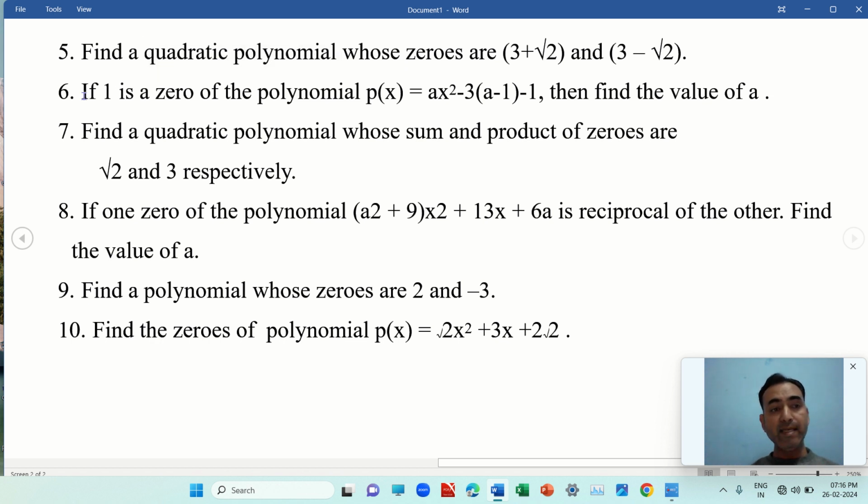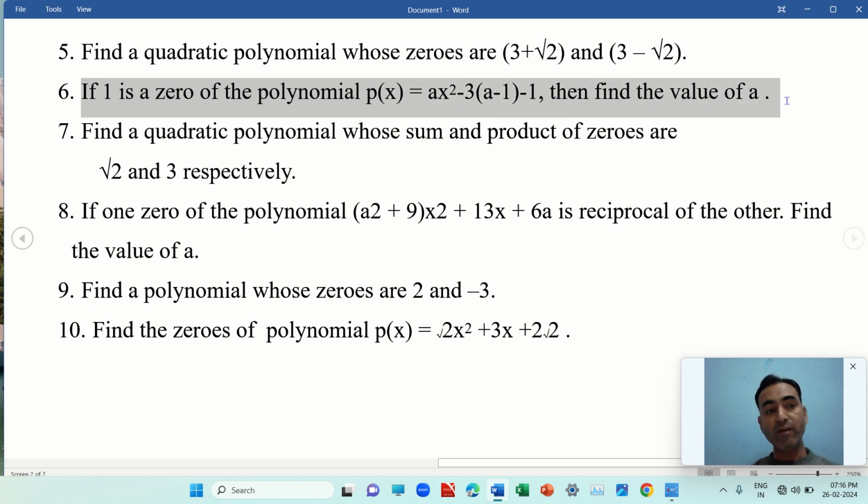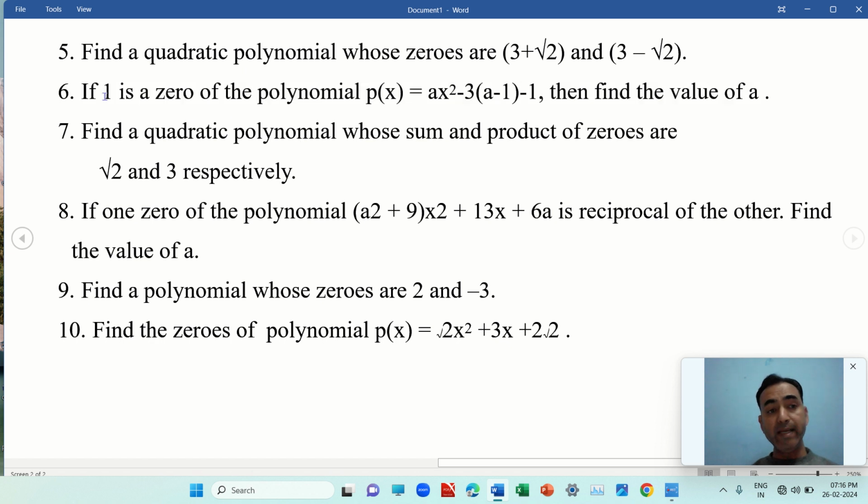So the next question is, if 1 is a zero of the polynomial p(x) equals ax square minus 3(a minus 1), then find the value of a. So 1 is a zero, which is given. It means we can put the value of x as 1 and make it equal to 0. So we put the value of x here and get it equal to 0. Then you will solve this equation and you will get the value of a.